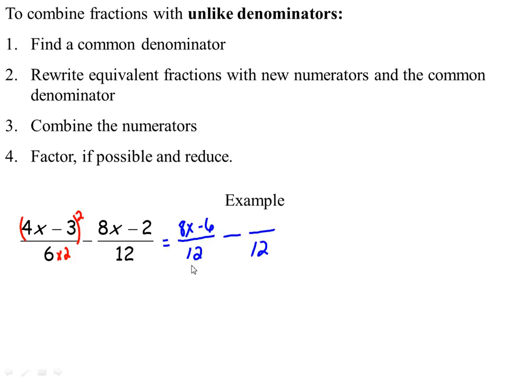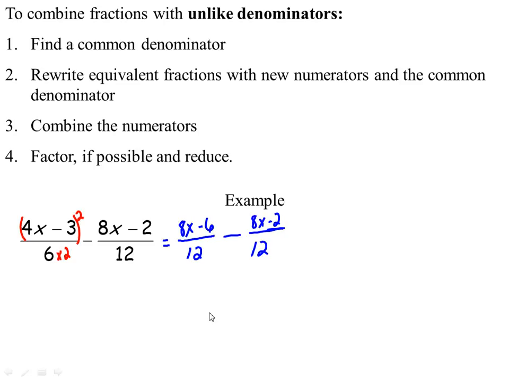Now, from this denominator, this 12, to this 12, nothing changed. So the top's not going to change either. So you're still going to have your 8x minus 2. So that's the tricky part, finding that common denominator. This problem's pretty basic. Like I said, it's stuff that we learned how to do a long time ago.